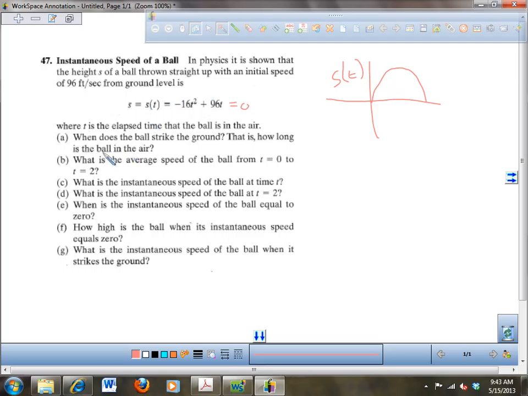And they want to see first, when does the ball strike the ground? That is, how long is the ball in the air? So when the ball strikes the ground, it's right there. So its height, or S of t, would be equal to 0.